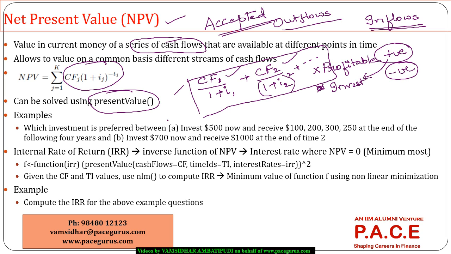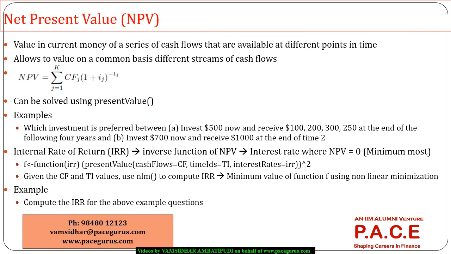If you look at this example, we'll take it up. Which investment strategy is preferred between A and B? A is having, I'm investing 500 now, so the investments I'll take it as a negative cash flow. So at time period 0, I have invested 500. This is what is my project A.